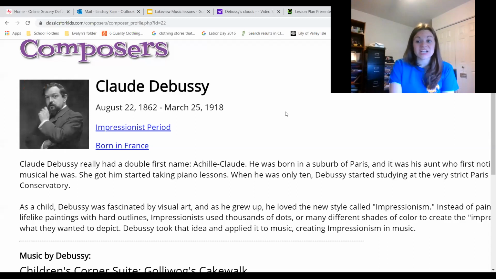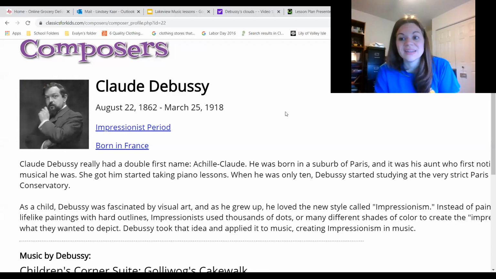This, my friend, is Claude Debussy. Say Debussy. Some could pronounce it Debussy. So what he's going to do is he created these three nighttime songs called nocturnes. One of them, the first one, was called Clouds.